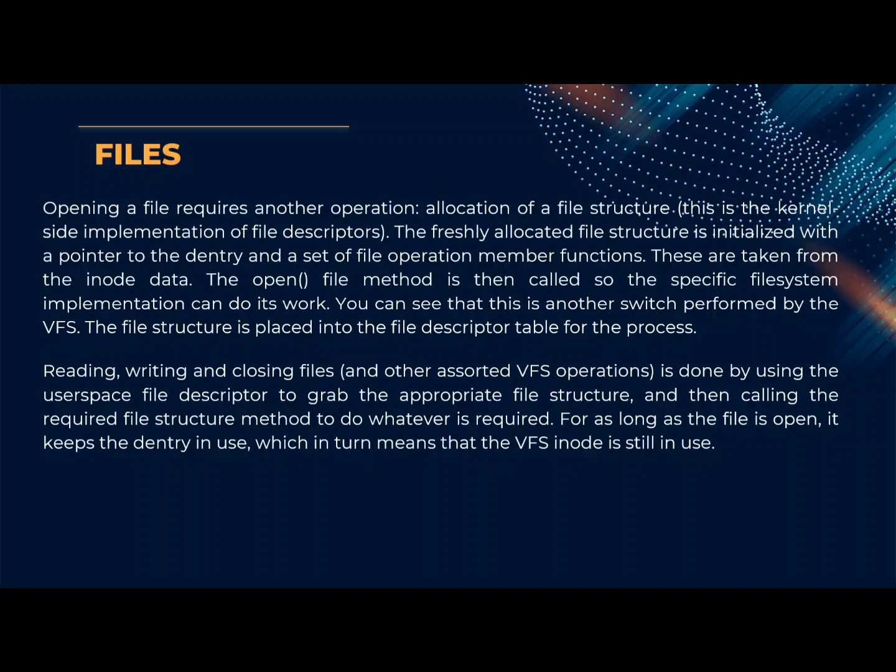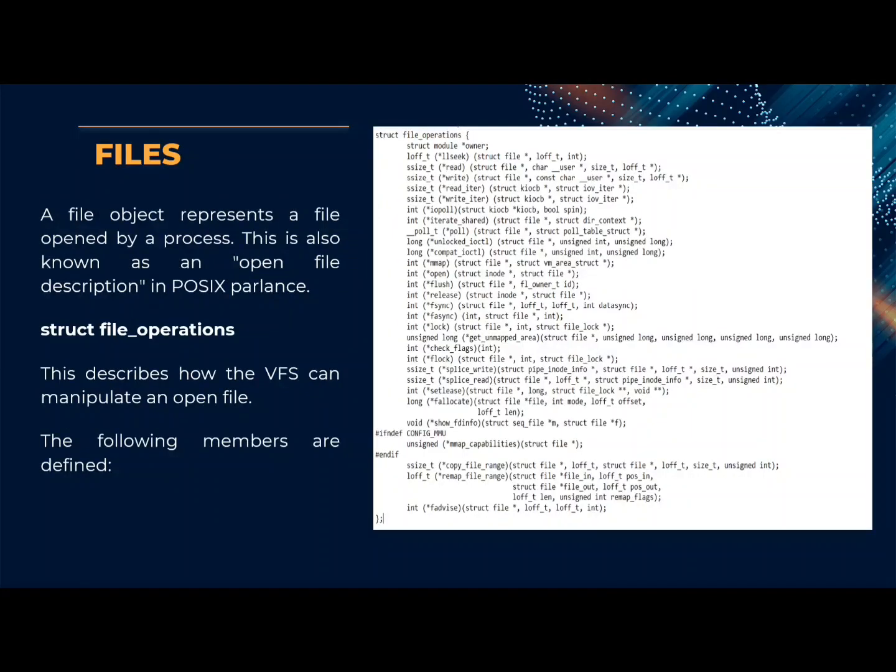For as long as the file is open, it keeps the entry in use, which in turn means that the VFS inode is still in use. A file object represents a file opened by a process. This is also known as an open file description in POSIX parlance. Okay, here is the structure of files, which is struct file_operations. This describes how the VFS can manipulate an open file. The following members are defined.